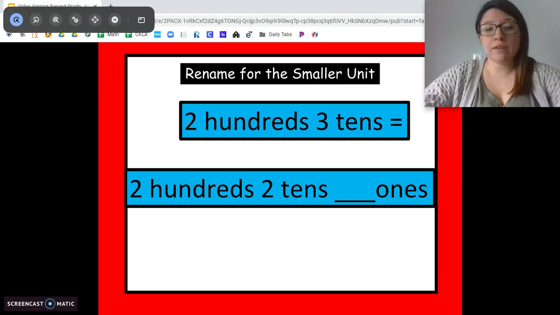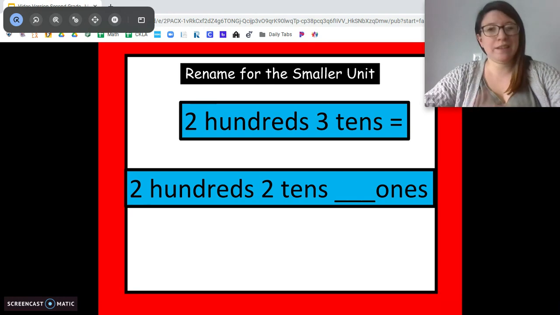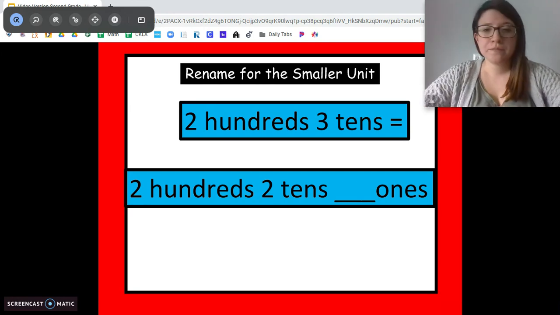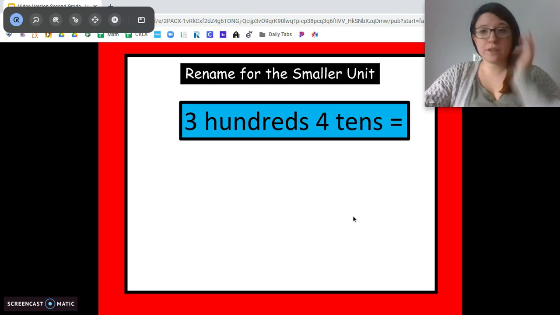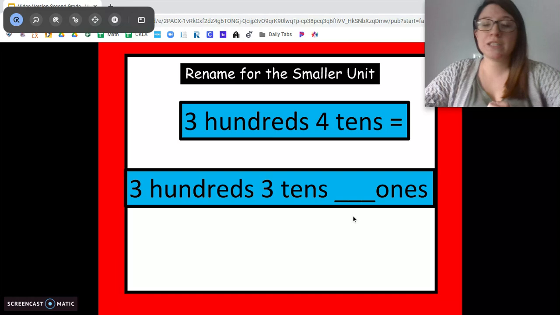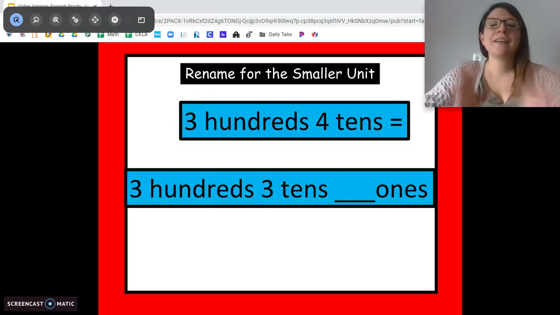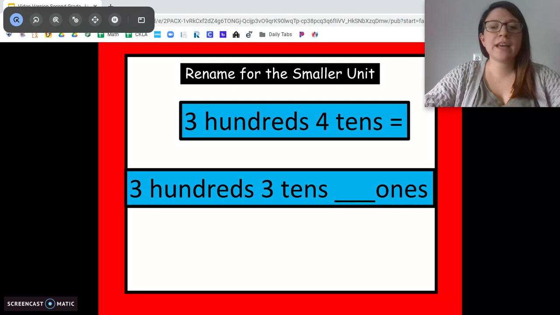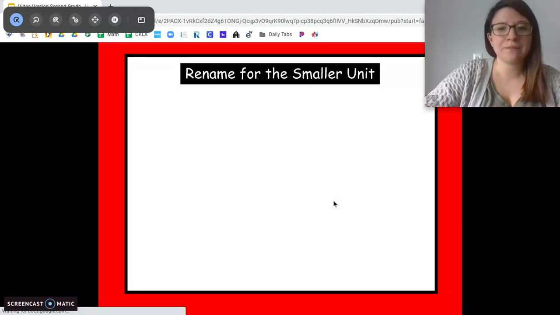200's 3 tens is 230. 200's 2 tens is 220. How many more ones do I need to get to 230? Good. 10 ones. Awesome. 300's 4 tens. I'm going to give you 300's 3 tens. Tell me how many ones I need. Good. Same thing. 300's 3 tens, 4 tens. I have 300's 3 tens, so I need 10 more ones to get to that extra 10.